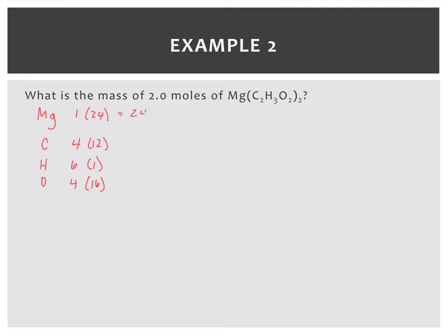Multiply across. So notice how molar mass always pops up here. You can never do any of these problems without calculating the molar mass. You add it all up, and you should get about 142 grams per mole. So that's now our molar mass.